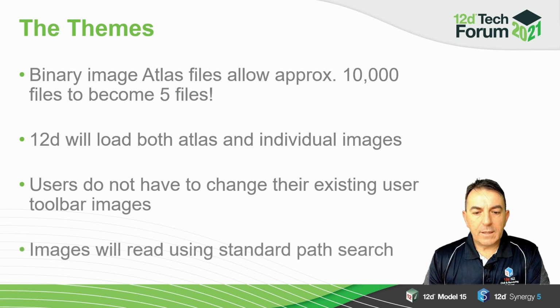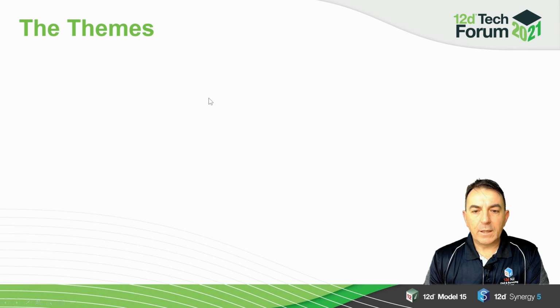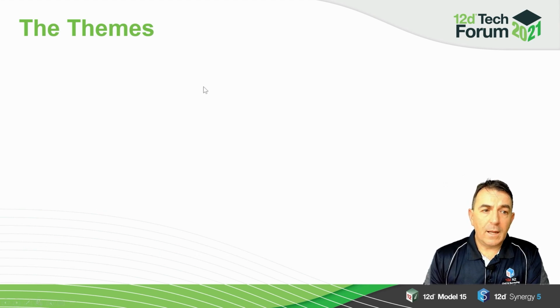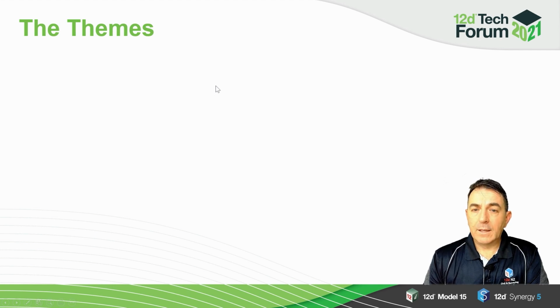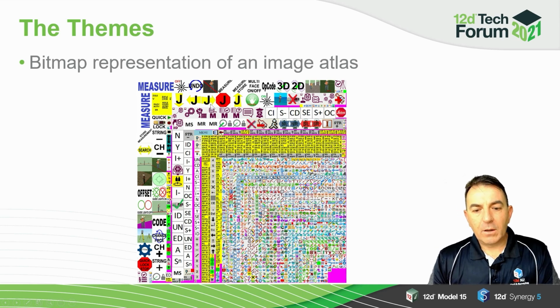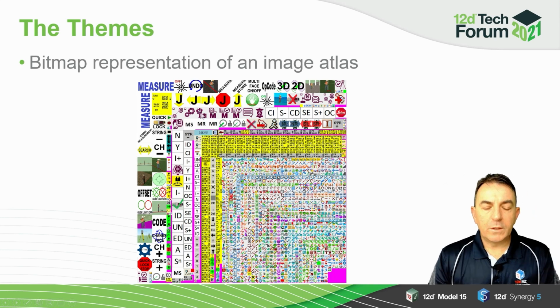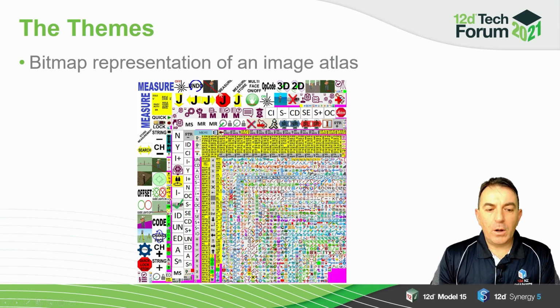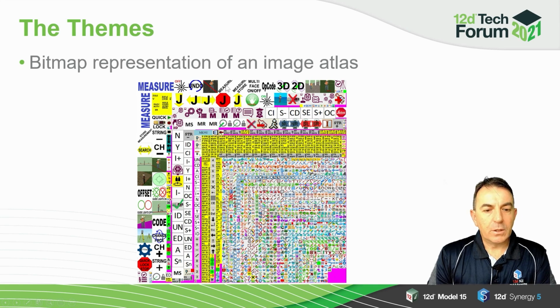Images will be read using the standard search path, so i.e. it's going to take your project and then your customer user, then your user, and then the setups folder as usual inside 12D. Now this is a bitmap representation of what an image atlas actually looks like. So you can see it's taken over 2,000 icons and it's put them all into one nicely arranged file. That 12D just needs to call up that one file instead of every individual image out of those 2,000. So it saves a lot of time.